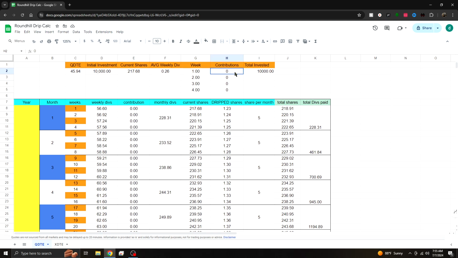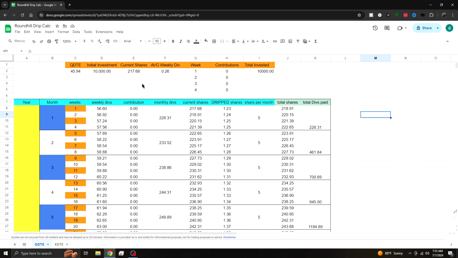And then also I put this column in here if you want to contribute weekly or monthly. Then you can just say, hey, I'm going to contribute on the first week, second week, third week, or fourth week. Why do I have decimals? There we go. All right. And then if you're contributing, this will add up your contribution, so you know what your total invested is. So you can calculate that, because that's going to play into column J and column K here.